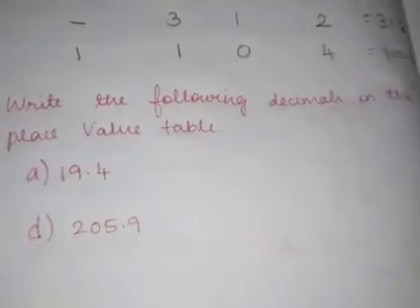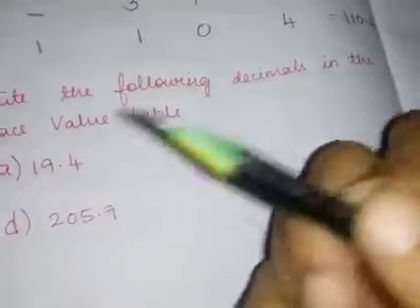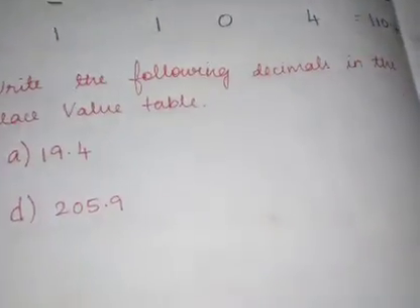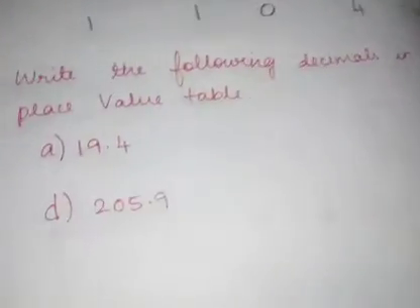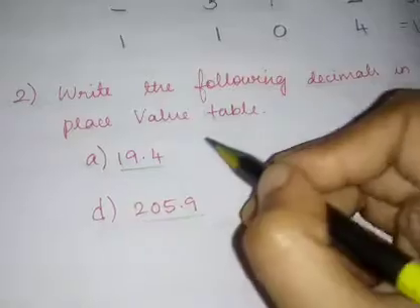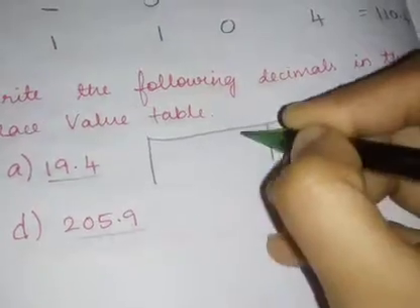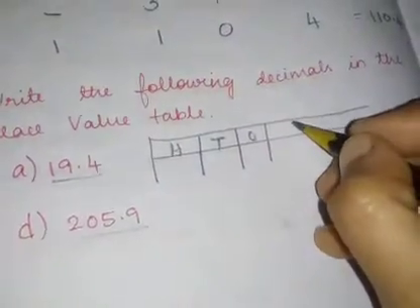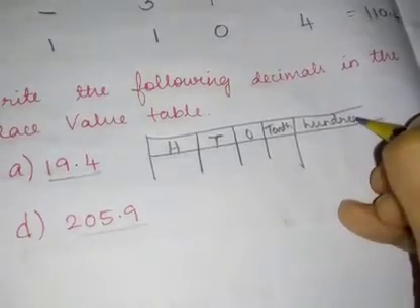Understood? The second problem also we are going to write in our textbook. In the second problem, B and C is your homework. Write the following decimal in the place value table. The same as what we have discussed in our example problems, no? The same thing we are going to write in this exercise. They have given you a decimal number. We have to write that number using the place value table. You know what a place value table is, right? Ones, tens, hundreds. Then here tenth, hundredth.